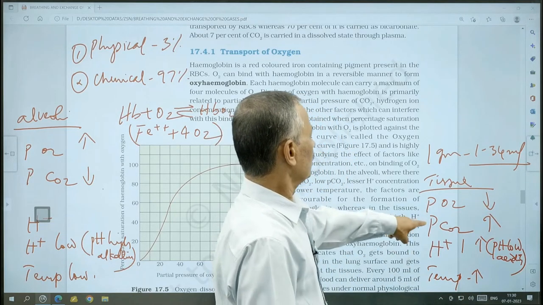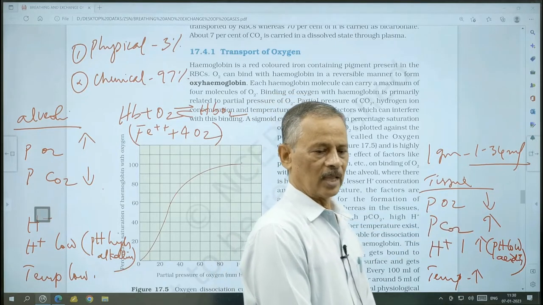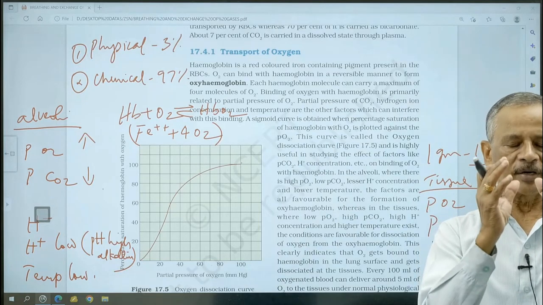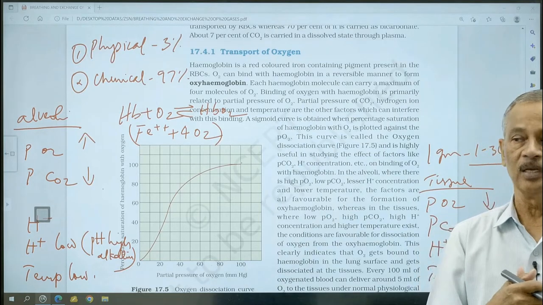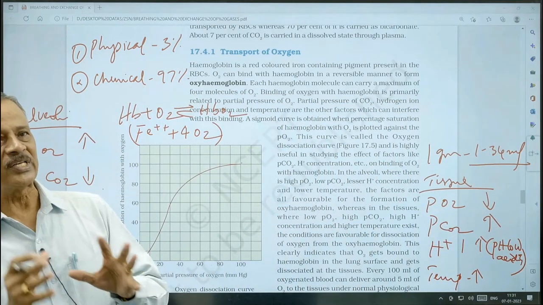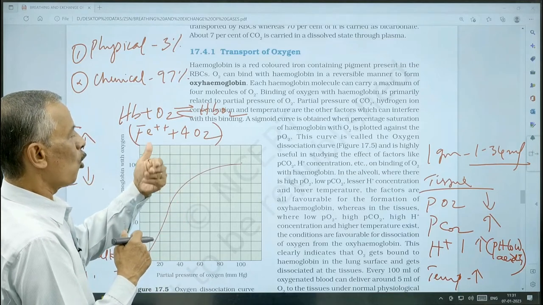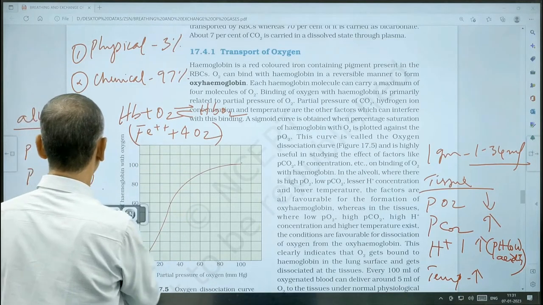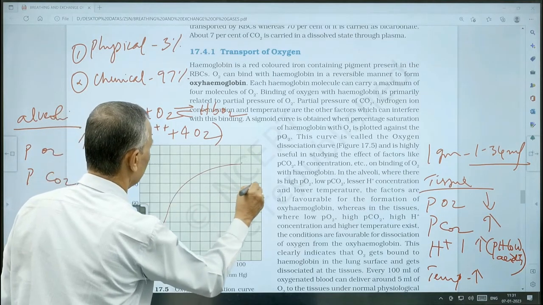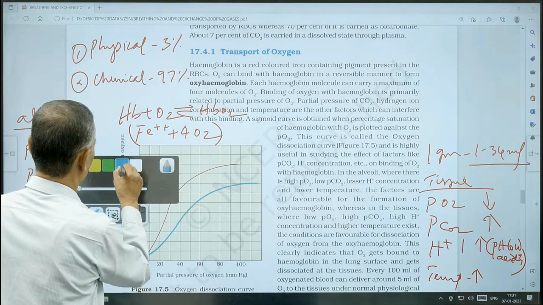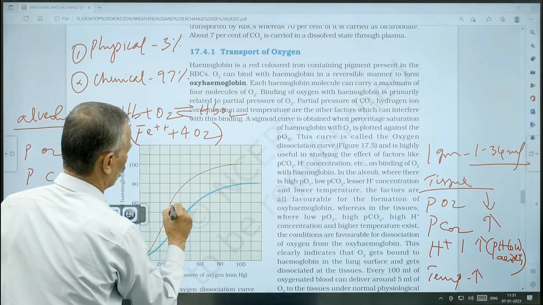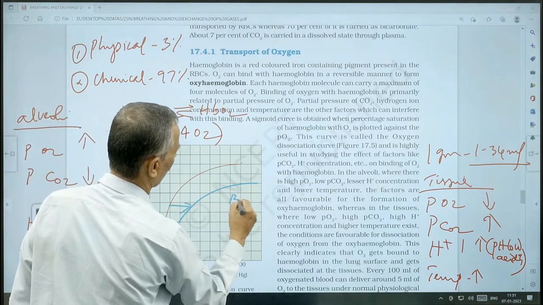Mainly there is more carbon dioxide. Carbon dioxide will cause a reduction in the affinity of hemoglobin for oxygen. So when the affinity between hemoglobin and oxygen is decreased, one by one oxygen is removed from oxyhemoglobin. So the curve will be moving to the right. This shift in the curve to the right is called the Bohr effect.